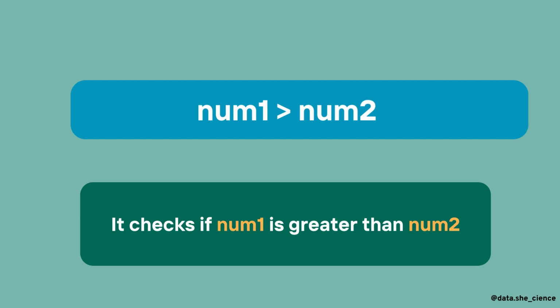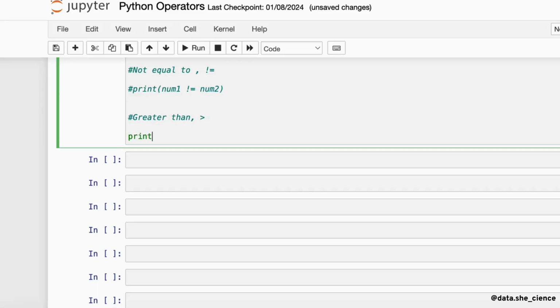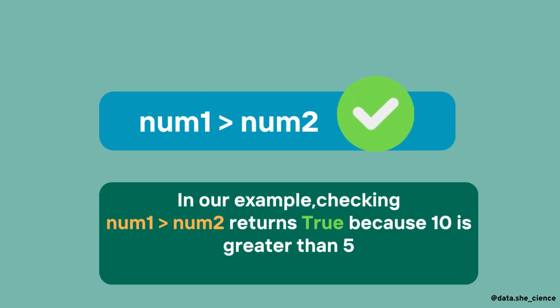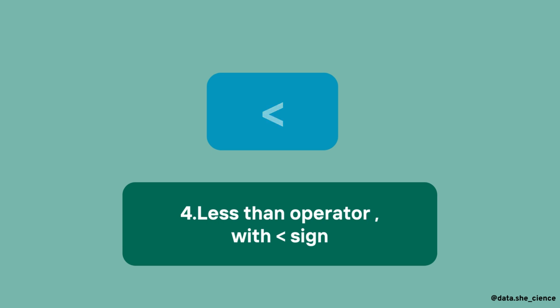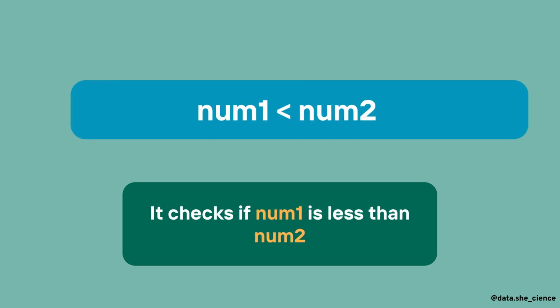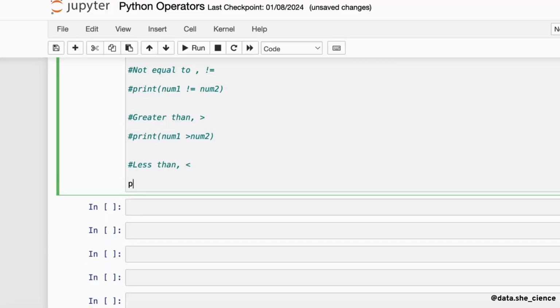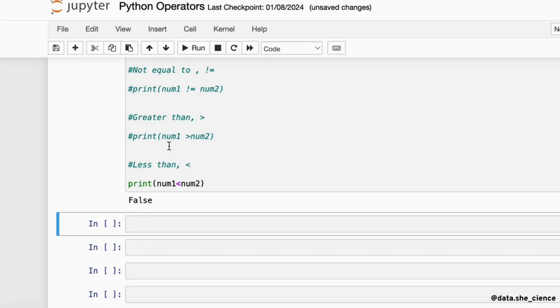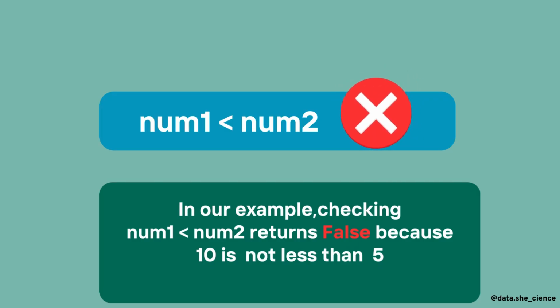Third is greater than operator with greater than sign. It checks if num1 is greater than num2. In our example, checking num1 greater than num2 returns true because 10 is greater than 5. Fourth, less than operator with less than sign. It checks if num1 is less than num2. In our example, checking num1 is less than num2 returns false because 10 is not less than 5.